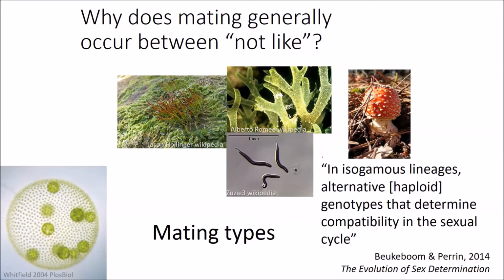It's good to add a definition. In isogamous lineages, mating types are alternative haploid genotypes that determine compatibility in the sexual cycle. I added the word haploid here because the compatibility of the gametes is defined at the haploid state. And I'll be mostly talking about fungi.